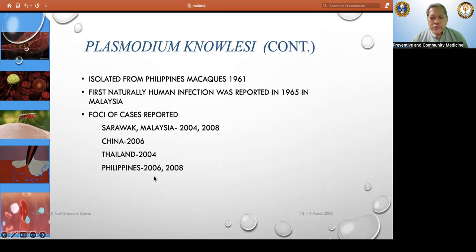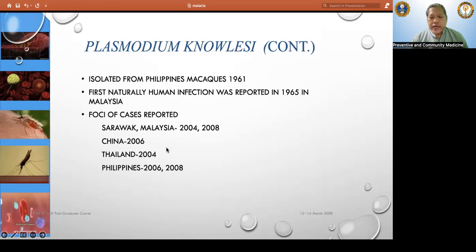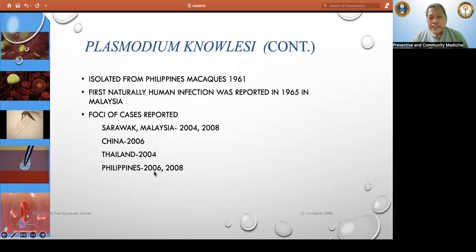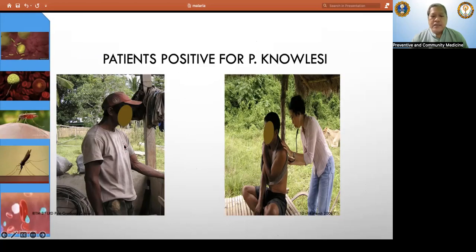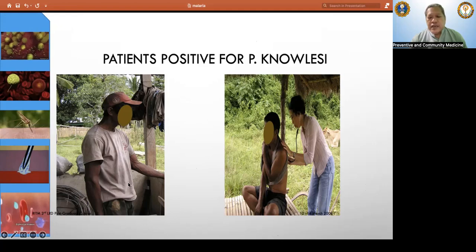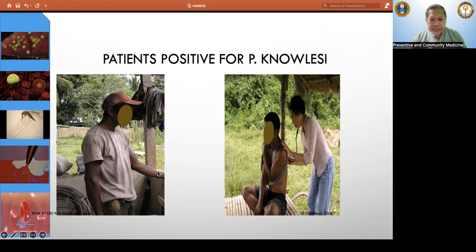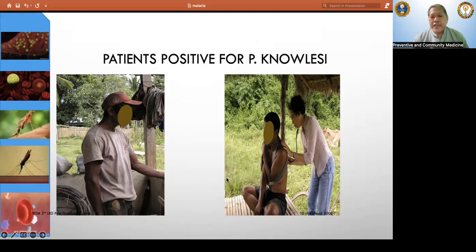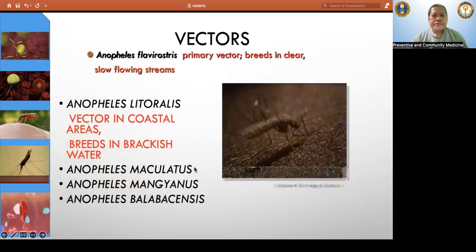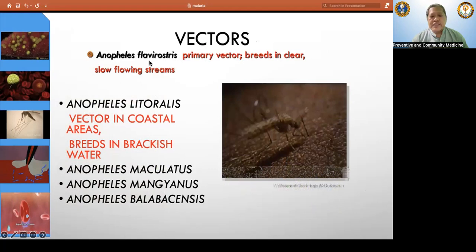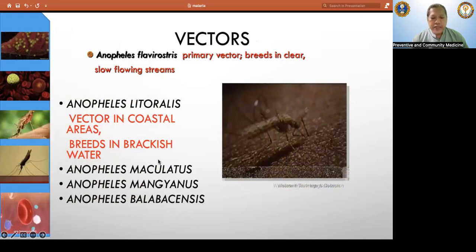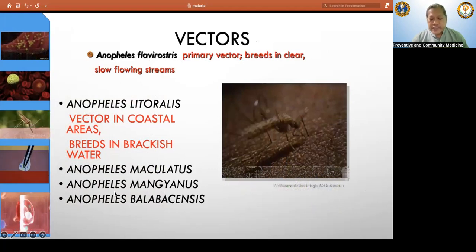And sa Philippines, noong 2006 and 2008, we had 1 case each of malaria coming from Plasmodium knowlesi. So these are the 2 cases. This one got malaria in 2006 and this one got malaria in 2008. Vectors is Anopheles flavirostris, yung primary vector niya, but can also be seen in other Anopheles species.